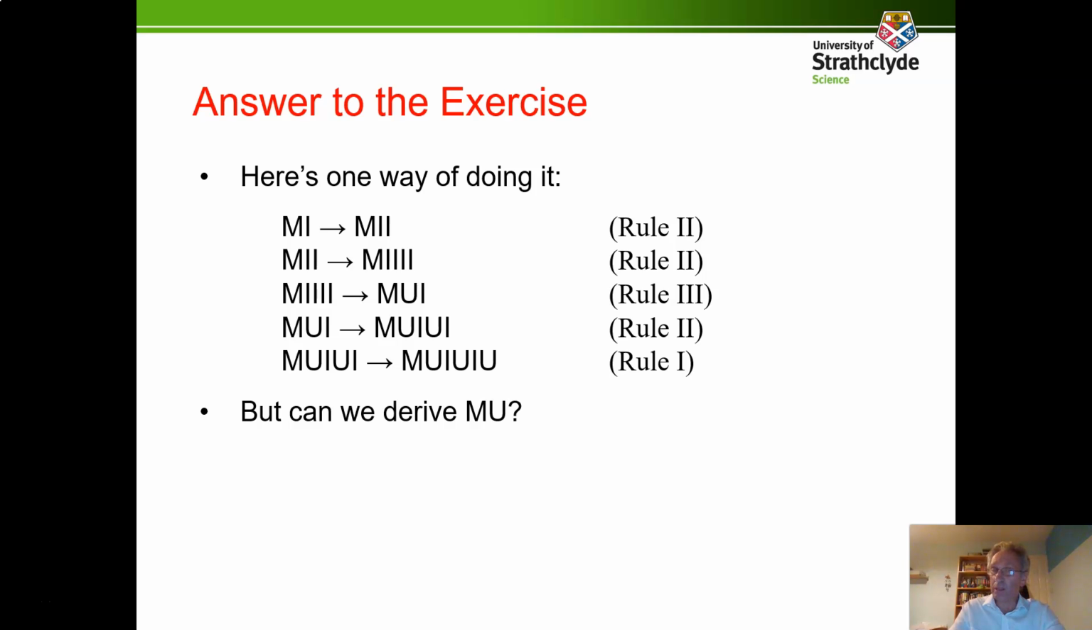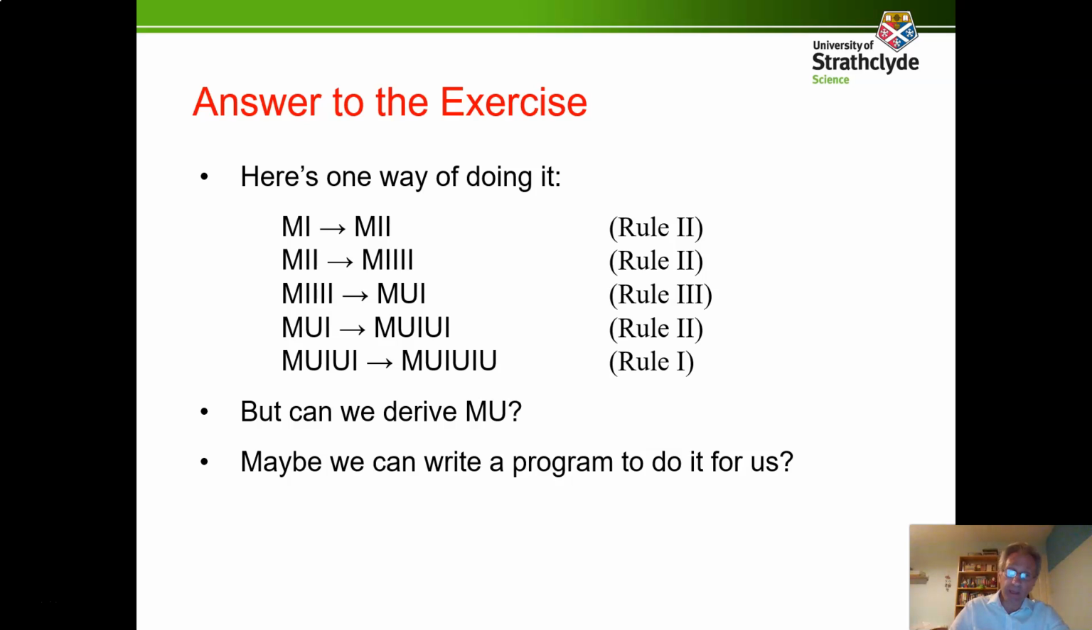The question is though, can we derive MU? So I've got quite a collection of statements here, all of which are true. MI, MII, M with 4 I's, MIU, MUIUI, MUIUIU. But I want to make MU. That's my goal. Can I do it?